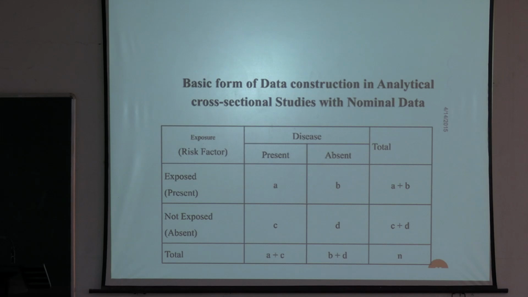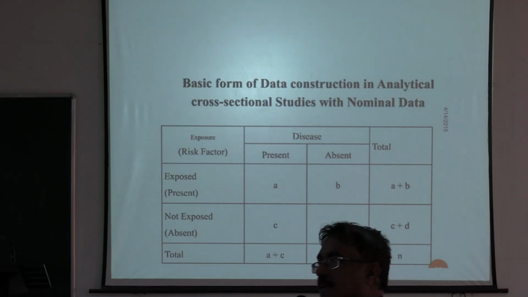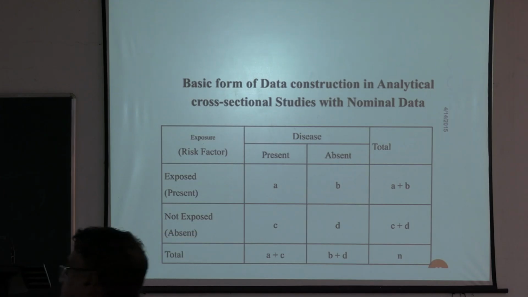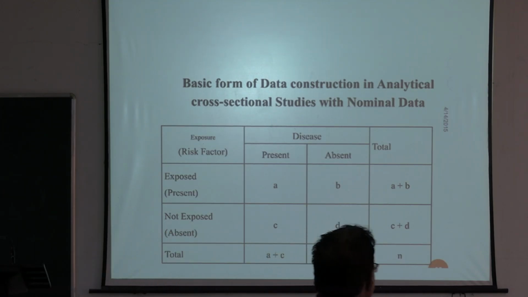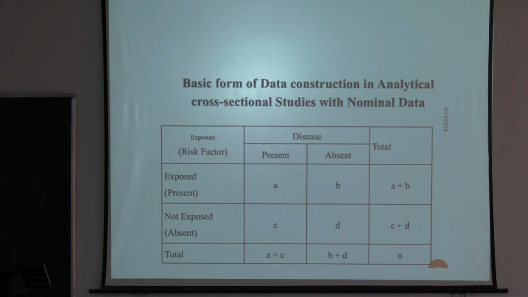Now comes the big problem. This is the basis of nominal data. Exposed, not exposed, disease present, disease absent. This is a 2 by 2 table which is there in every single study of yours. Incidence, you have exposed to risk factor, exposed to disease.